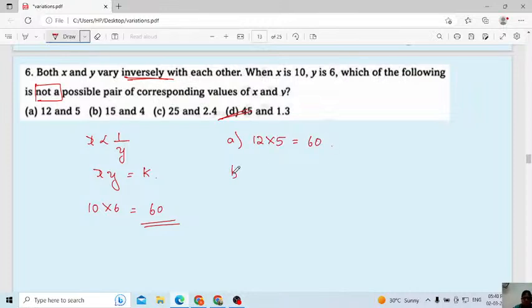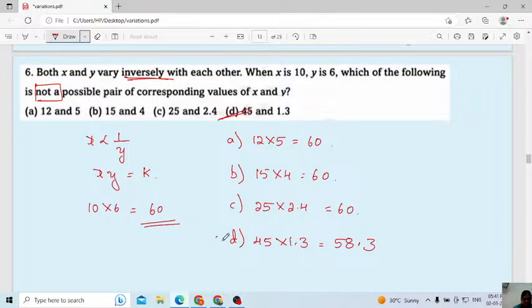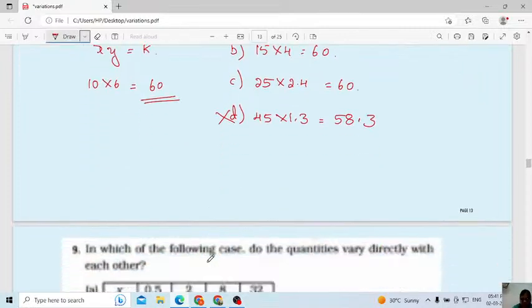First one correct. Then second one also, 15 fours are 60. This also correct. Then 25 into 2.4, this also correct, 60. Option D, 45 into 1.3, here you will get 58.3. This one is not satisfying. Understood everyone? Yes. I will move to the next question.